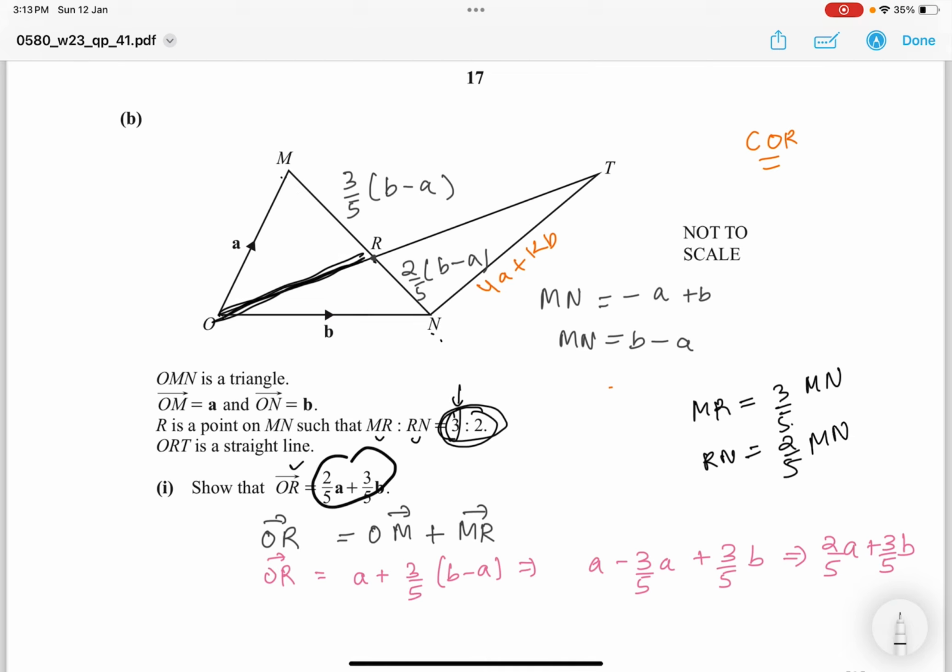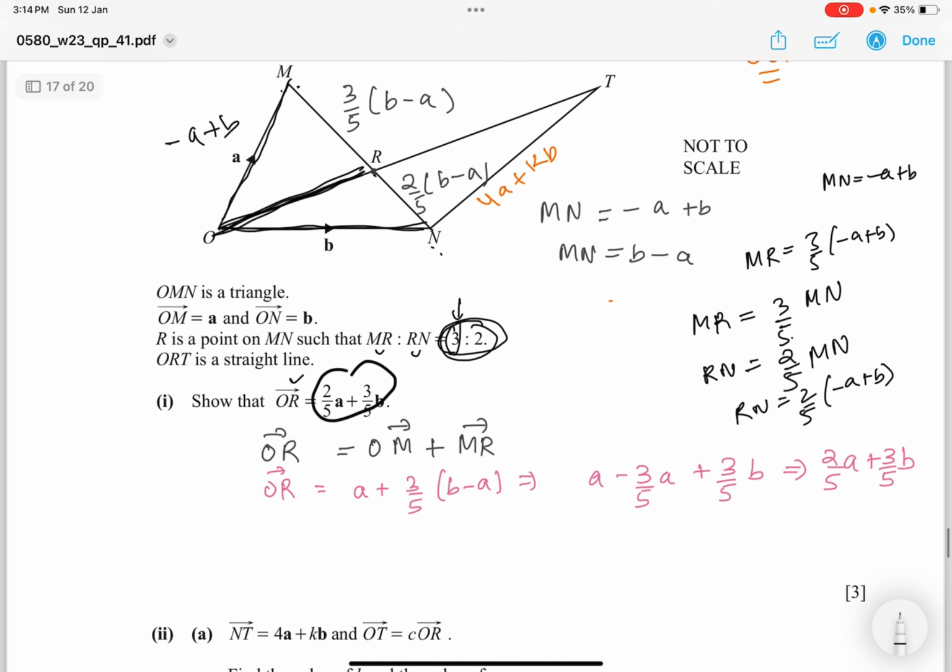If I find MN, my case will be solved. How can I go from M to N? It would be in this direction. We are moving in the opposite direction, so it would be negative A plus B, because we are moving in the same direction over here. So our MN would be negative A plus B. So MR would be 3/5 of negative A plus B, and RN would be 2/5 of negative A plus B. Just keep that in mind.